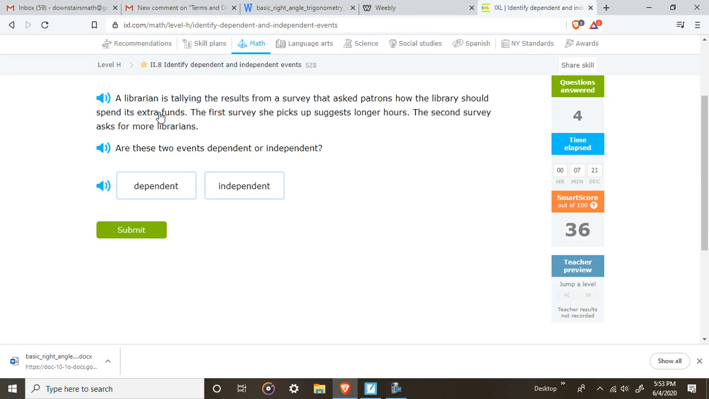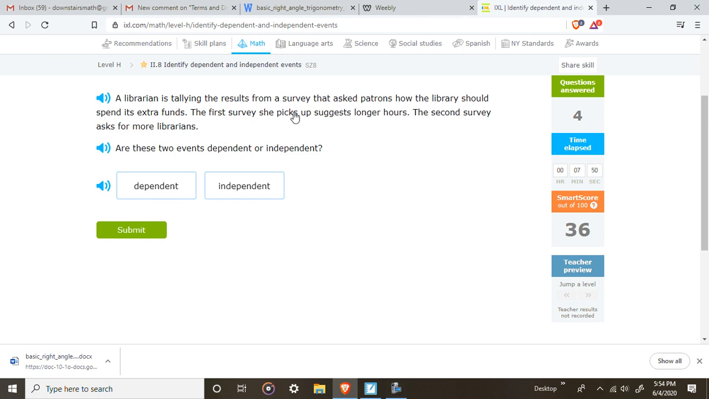Okay? The librarian is tallying the results from a survey that asks patrons how the library should spend its extra funds. The first survey she picks up suggests longer hours. The second survey asks for more librarians. Are these two events independent or are they dependent? It doesn't say anything about her putting it back, right?